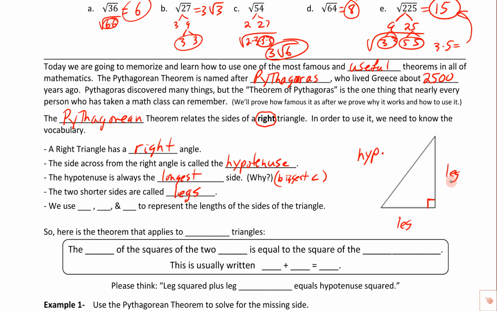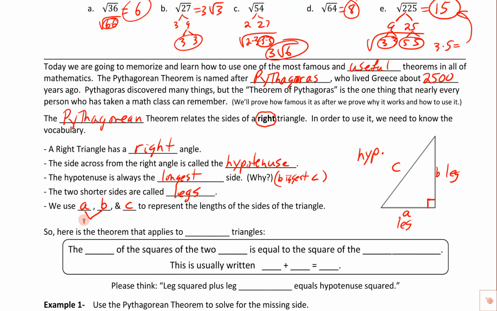And then we use some letters to represent these legs. So this is A, B, and C. Now it's important that you pay attention to this. A and B are going to represent the legs. And it doesn't matter whether I call this one A or this one A. I could do AB here or AB here. It doesn't make any difference. The important thing is that A and B represent the legs, the two short sides. And then C is the hypotenuse.